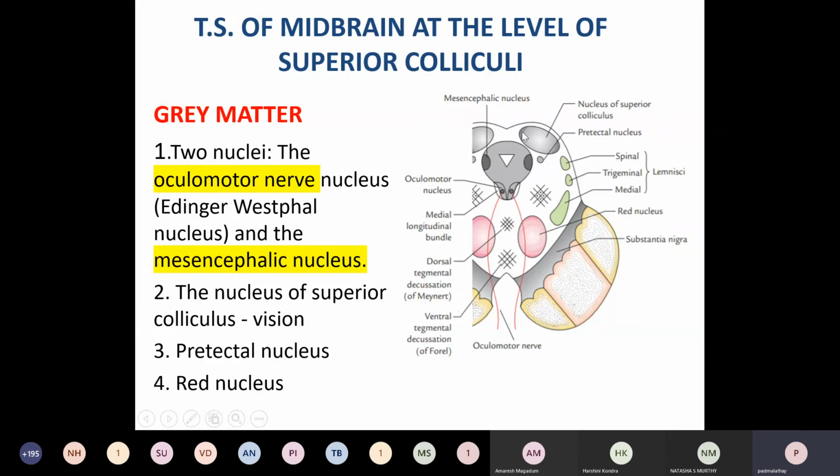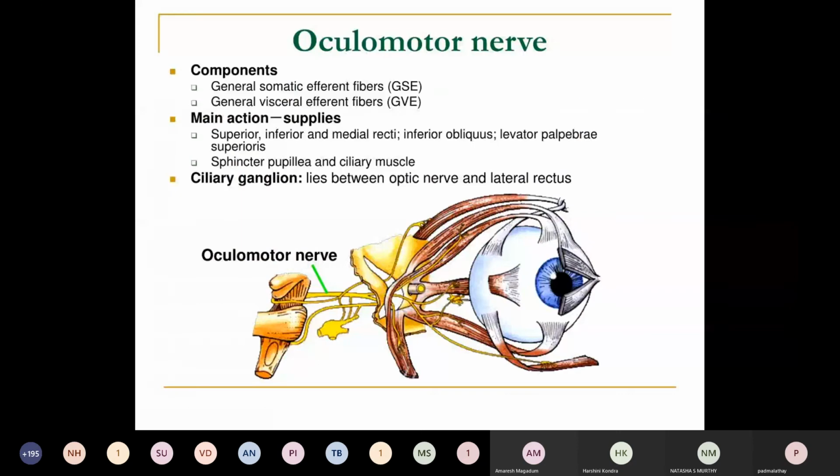Another nucleus is the nucleus of the superior colliculus. Since the section is at the superior colliculus, there will be the nucleus of the superior colliculus. In addition there is a pretectal nucleus, which lies between the periaqueductal gray matter and the nucleus of the superior colliculus. Then there is another large mass of gray matter, a very important feature at this level, that is the presence of the red nucleus. So the red nucleus, pretectal nucleus and oculomotor nucleus are the three important features present in the section at this level.